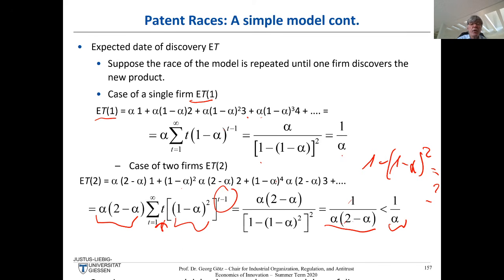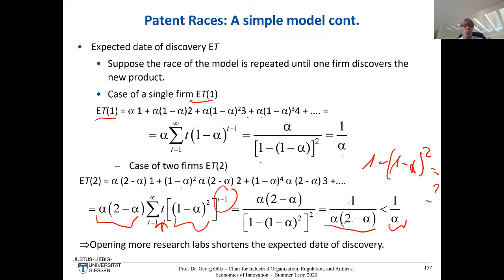It's smaller, and as a result, we get that opening more research labs shortens the expected date of discovery. So that gives you Ford's argument for having more R&D laboratories. Of course, it also has to take into account the cost of the R&D laboratory. It also shows you that competition in R&D speeds up R&D.